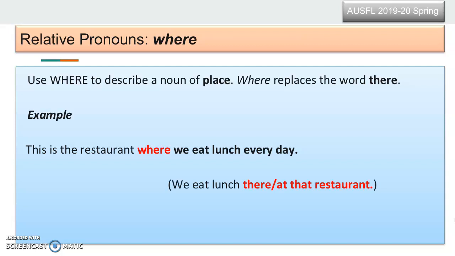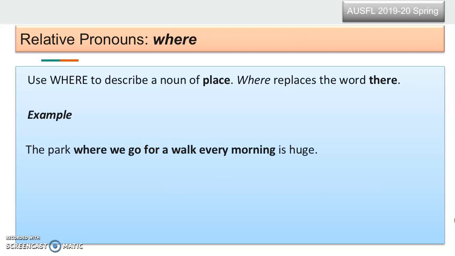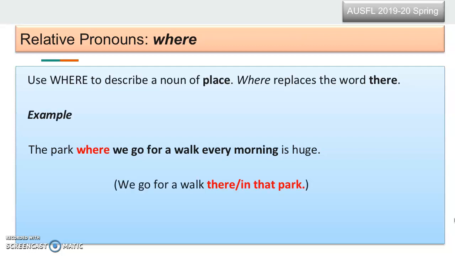The meaning here is we eat lunch there or at that restaurant. So, we use where to give that meaning. In our second example, we describe the noun park. The meaning is we go for a walk there or in that park. So, we say the park where we go for a walk.